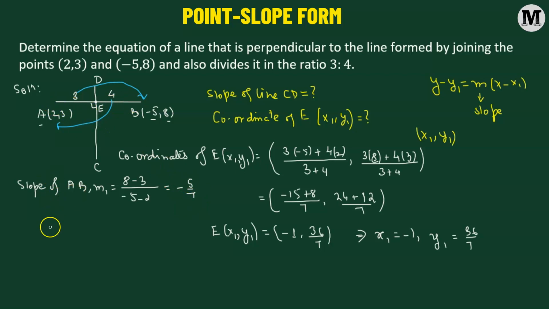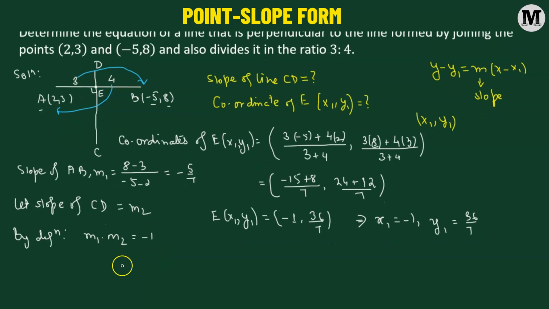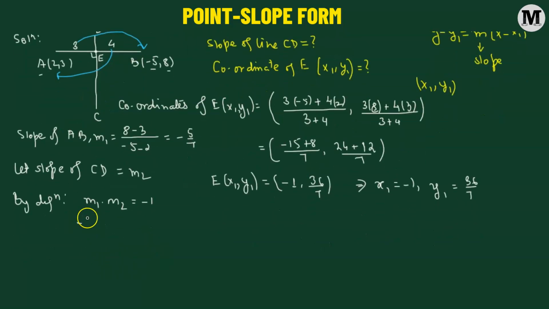Now that we have the slope of line AB, let the slope of the line CD, which we need to obtain, be equal to m2. By definition, we know that the product of the two slopes, m1 times m2, will be equal to -1. So m1 we have already obtained, that's -5/7. So -5/7 multiplied by m2 equals -1. That means the value of m2 is going to be 7/5. So now we have the slope of the line CD as well.